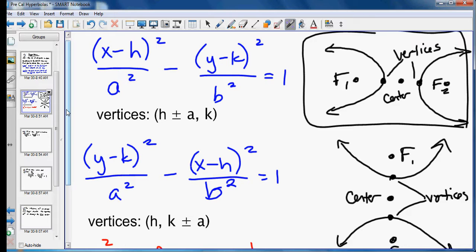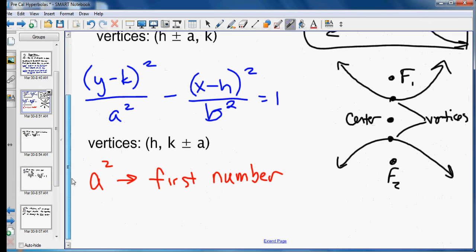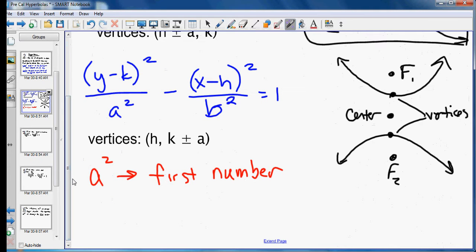Then to get the vertices, if x is the first term, we will add and subtract a to the x value. If y is the first term, we'll add and subtract a to the y value down here in the vertices. And notice, with this, a squared is the first number. With some other ones, it had to do with which one is bigger, things like that.